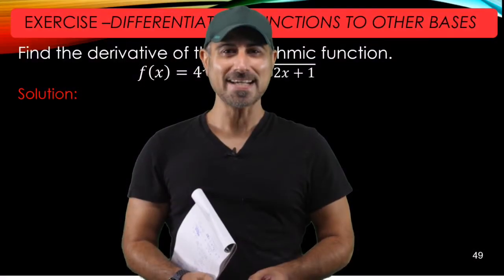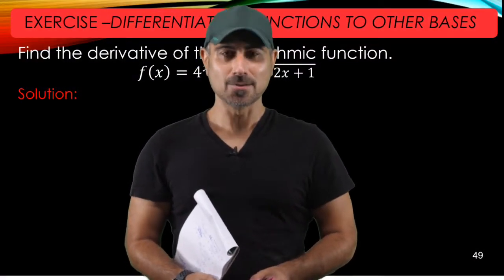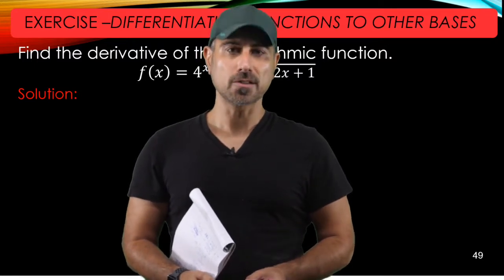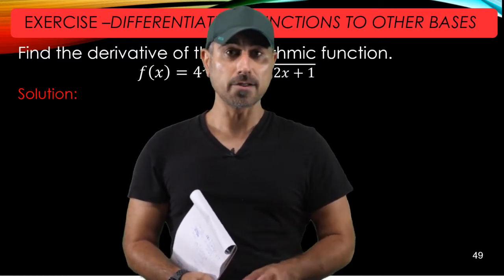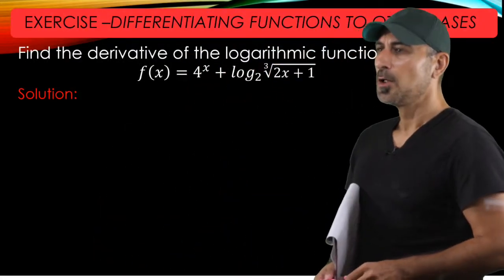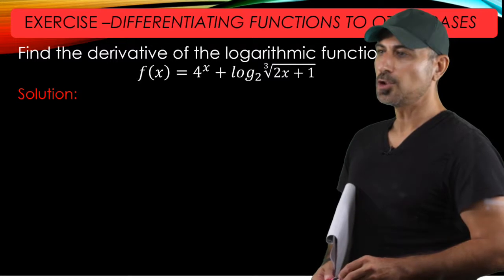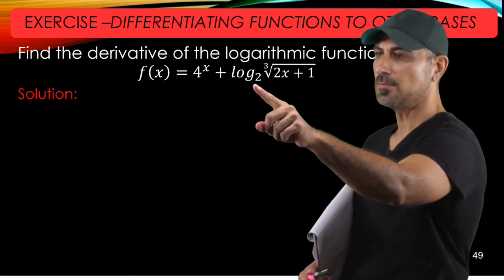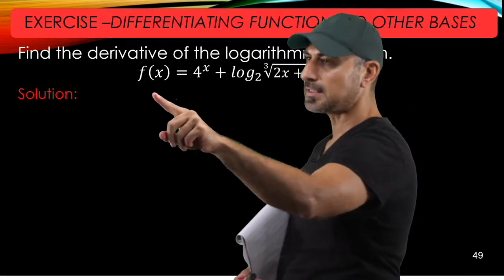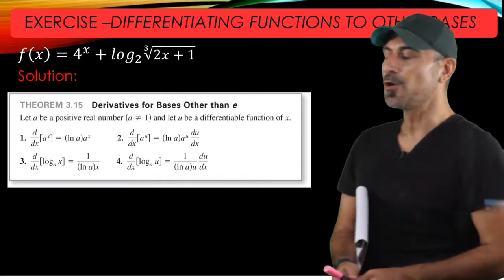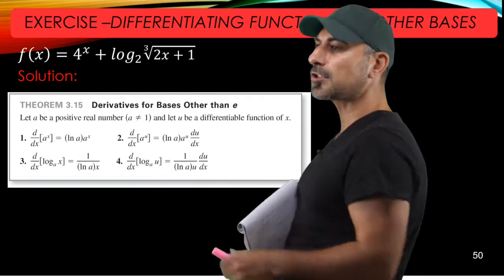Hello, welcome back. In this video, we're gonna try to differentiate logarithmic and exponential functions given with other bases. Our function is 4 to the power of x plus the logarithm of the cubic root of 2x plus 1, and this is given in base 2. And here the base is not e anymore, but just a number, the integer 4. And here are the formulas that we derived in the lecture notes.